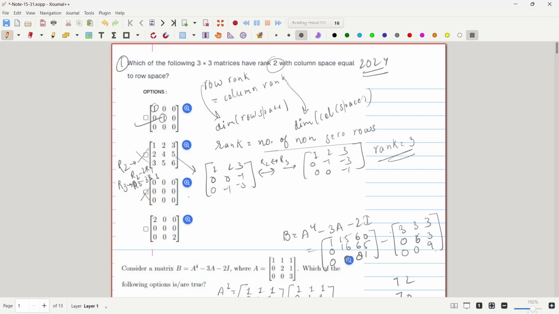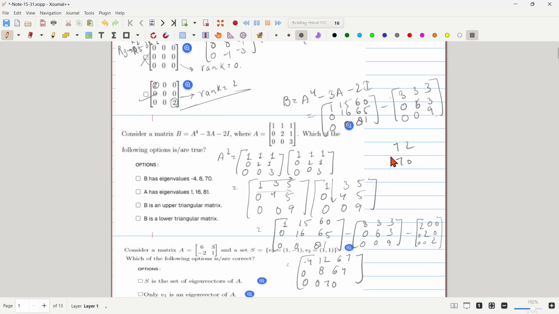The third option is also incorrect because it does not contain any non-zero row, so its rank is 0. In the fourth option, the first and third rows are non-zero, so the rank is 2. So this option is also correct. So A and D are the correct answers.